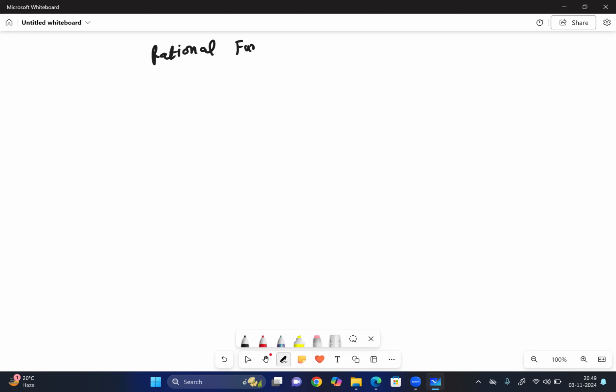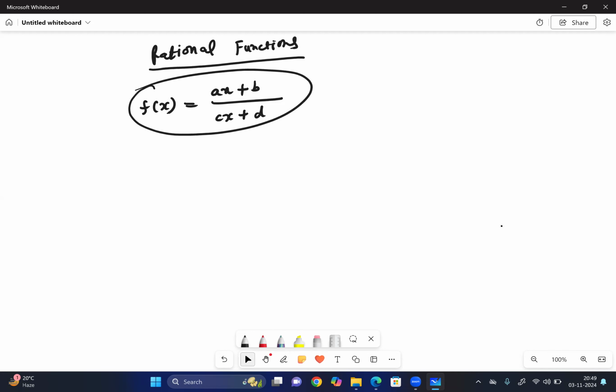Rational functions. Okay, so rational functions are of the form something where we have a variable in the numerator and a variable in the denominator, right? These types of functions we can call rational functions.